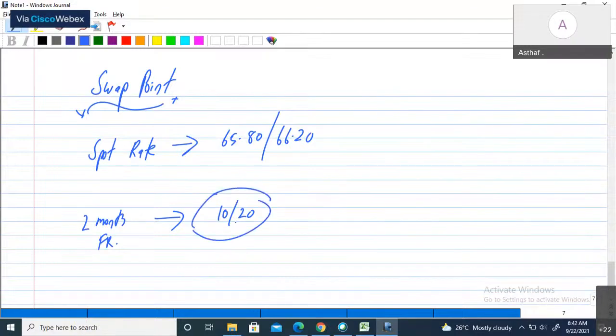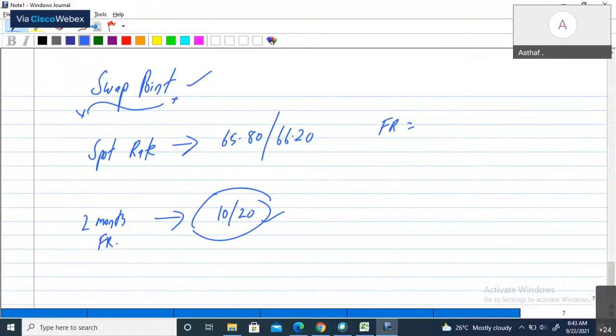They tell only a number like 10 bar 20. So this 10 bar 20 is called the swap point. We should know how to find out the forward rate from this rate.